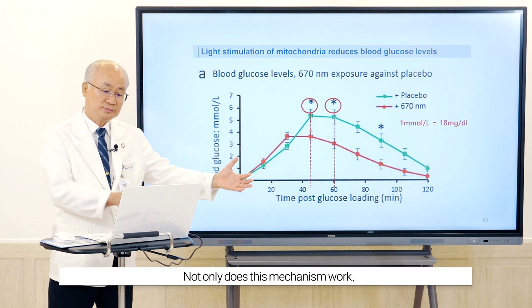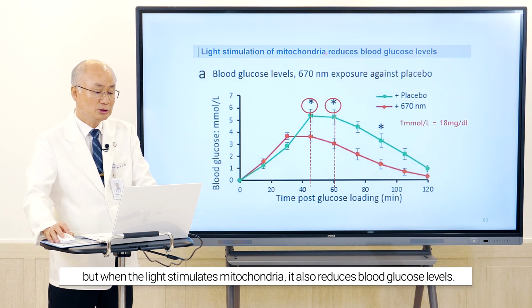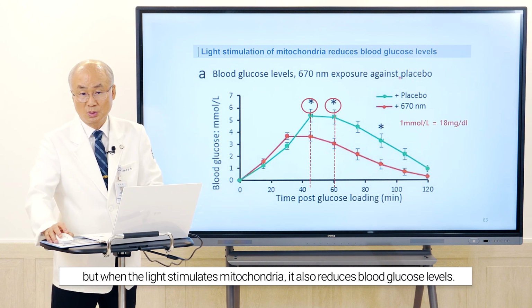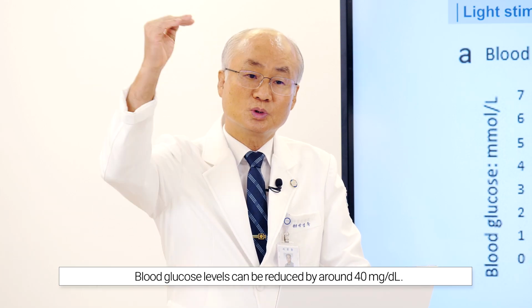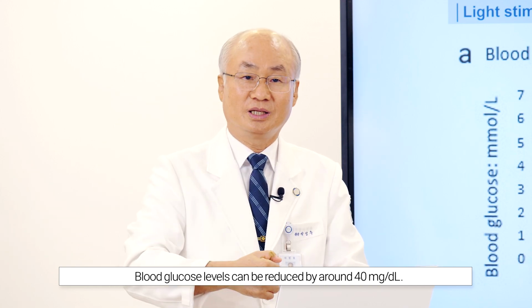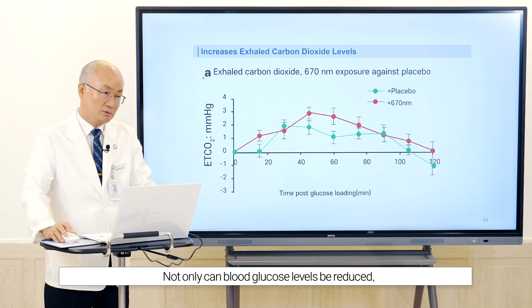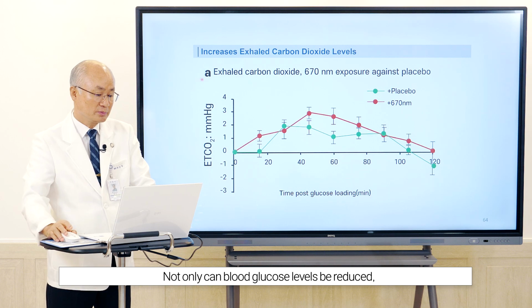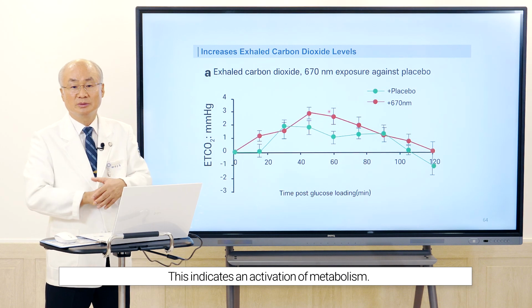Not only that kind of mechanism, but once the light stimulates the mitochondria, it also reduces the blood glucose level. How? Almost this is 5.5, this is 3.5, so almost 2 millimole per liter can be reduced. So what's the equivalent? Times 18 means almost 40. The blood glucose can be lowered by 40. It is amazing. Not only will the blood glucose level be reduced, but also CO2, carbon dioxide, will increase. So it means it activates the metabolism.